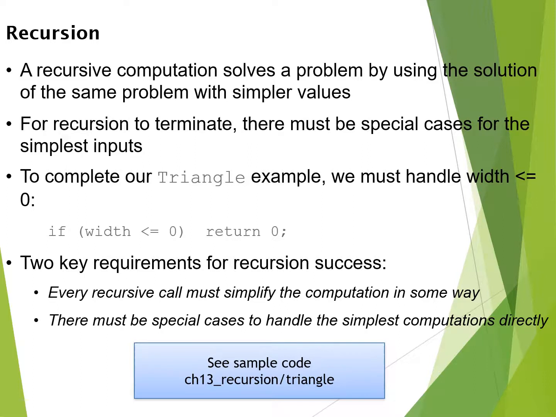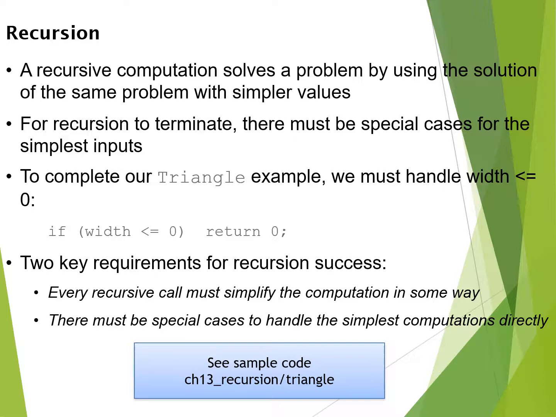So in summary, we can say that a recursive computation solves the problem by using the solution of the same problem with simpler values. So when you want to use recursion to solve a problem, you have to be able to solve the smaller problem using the same solution, and then use the solution for the smaller problem to construct the solution for the bigger problem. For recursion to terminate, there must be a special case or special cases for the simplest inputs. So finally, we have to reach a special case, and that special case should be solved in a very simple way without calling the recursive method again.